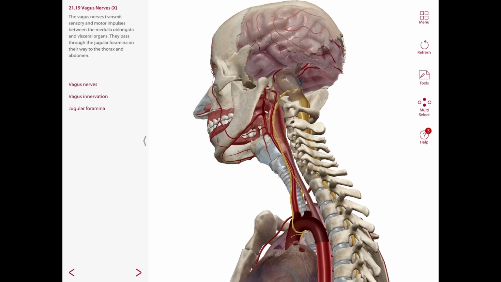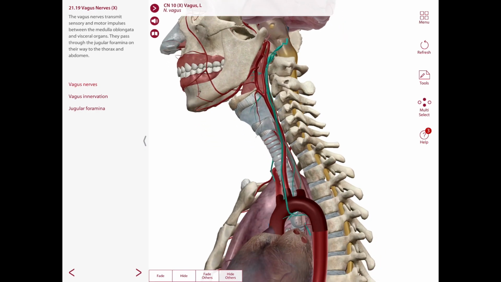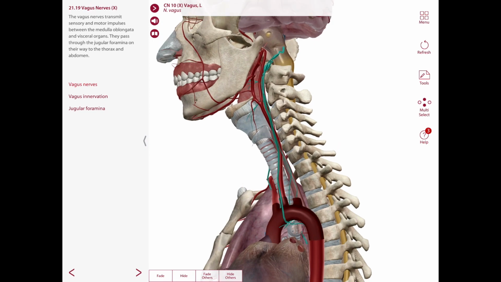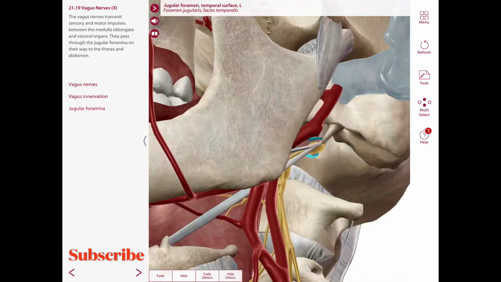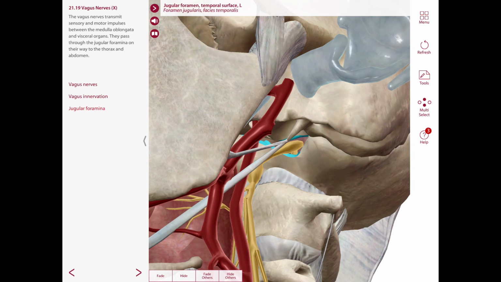So we're going to start first with the vagus nerve, cranial nerve number 10. This nerve contains motor and sensory fibers. Specifically, it originates from the medulla oblongata, which is this structure right here, and it exits the skull through the jugular foramen, which is this foramen right here.